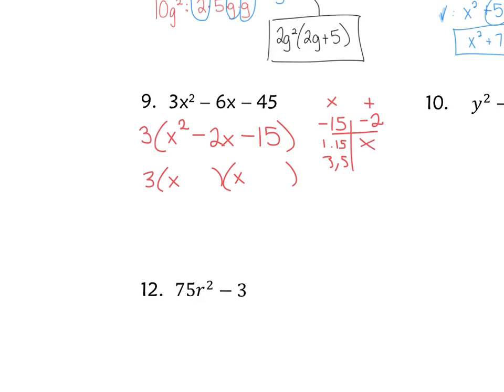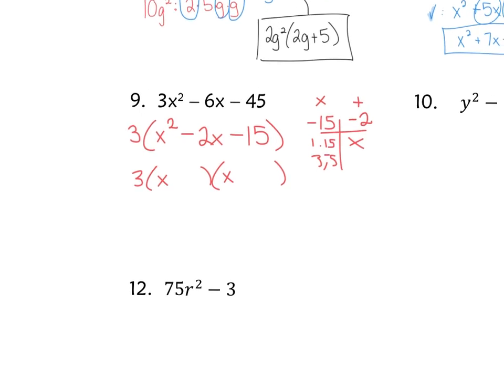No combination of 1 and 15 is going to ever add up to negative 2. 3 and 5, they will add up to negative 2 only if the 5 is negative, because 3 plus negative 5 does equal negative 2. If I did it the opposite way, negative 3 plus positive 5, yes, those multiply to be negative 15. They do not, however, add up to negative 2. They would add up to positive 2. So my two numbers are going to be plus 3 and minus 5.